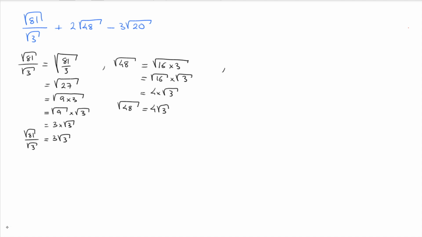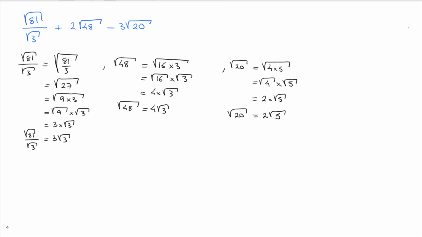We move on to the last one, the square root of 20, and that is equal to the square root of 4 times 5. That equals the square root of 4 times the square root of 5, and the square root of 4 is equal to 2. So this equals 2 times the square root of 5. Finally, the square root of 20 is equal to 2 root 5.